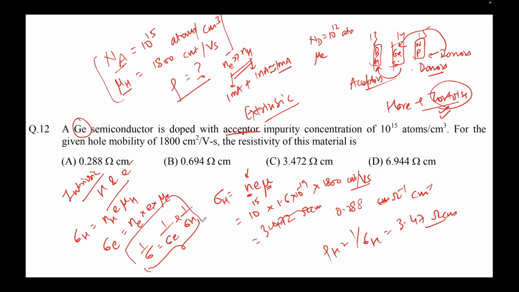This question can come again, please remember. People remember sigma h and sigma e. What happens when there is both? This happens when there is both. Please remember this.